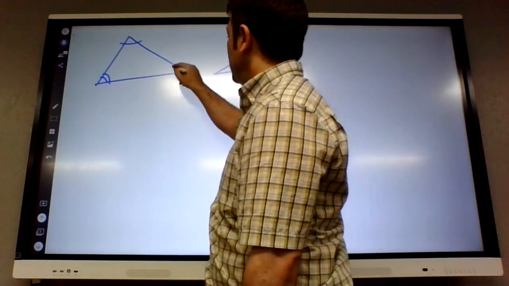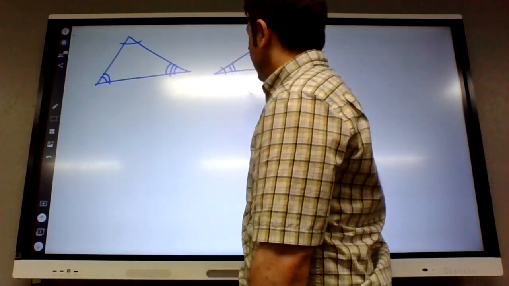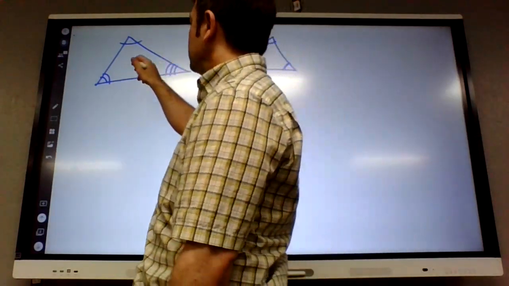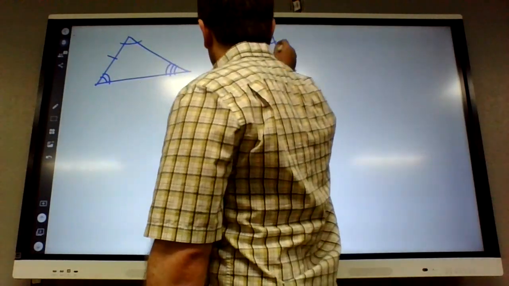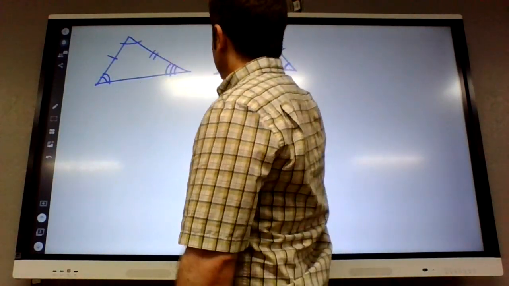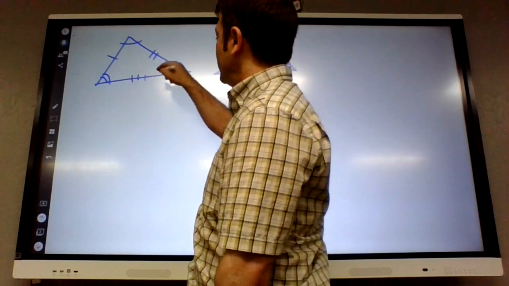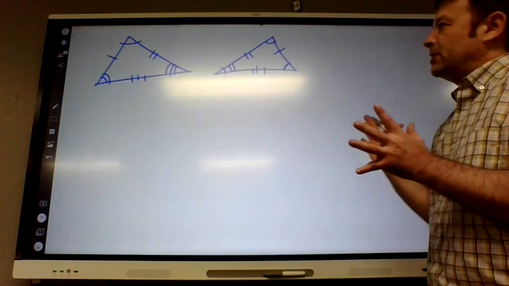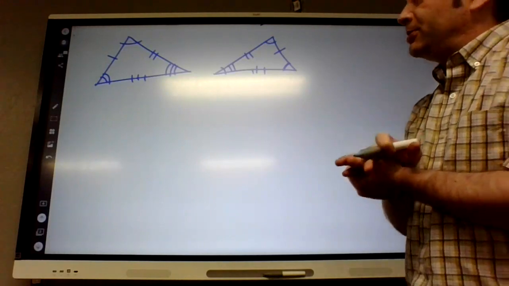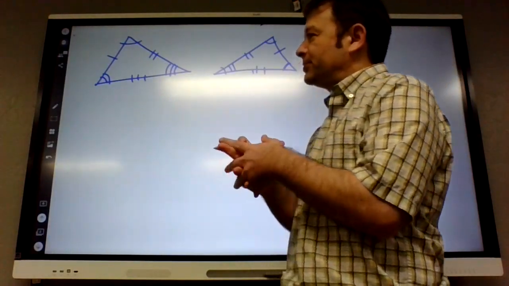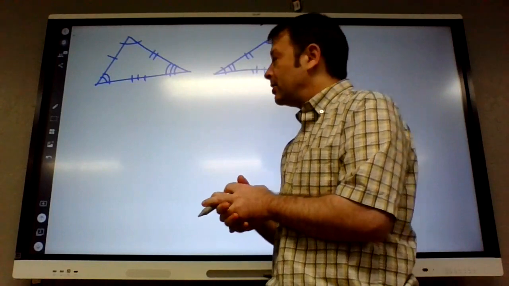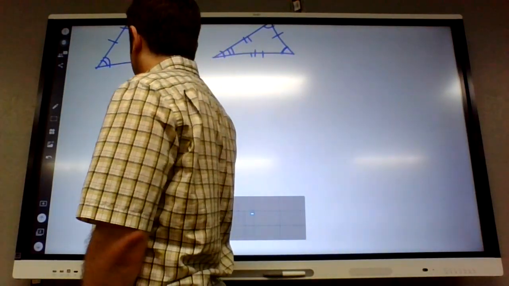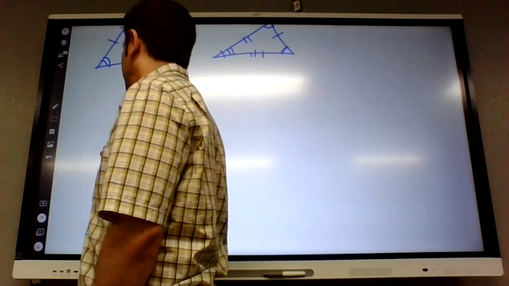On that thing we just graded, how many corresponding parts are there? Six. Three corresponding angles, three corresponding sides. All those things would have to be congruent by the definition of congruent triangles. Well, it turns out that there's a way to prove triangles are congruent without showing all six of those things are congruent.